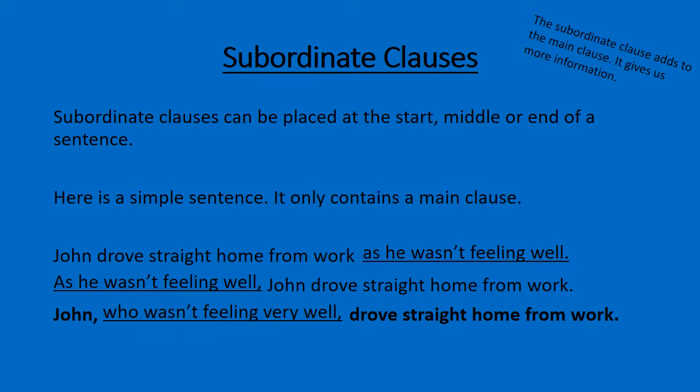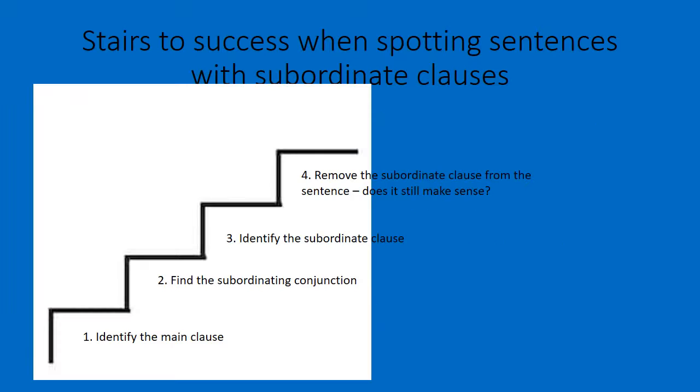John, who wasn't feeling very well, drove straight home from work. Now in this sentence, we've used a relative clause, which is also a type of subordinate clause, which you'll remember when we recapped relative clauses. As it starts with a relative pronoun, we know it's given us a bit more information about the noun, John, in that sentence. It's very specific and it starts with our relative pronoun. So although, yes, it is a subordinate clause, we can be even more specific with that one and say it's a relative clause. Don't worry too much about that one for now, though.